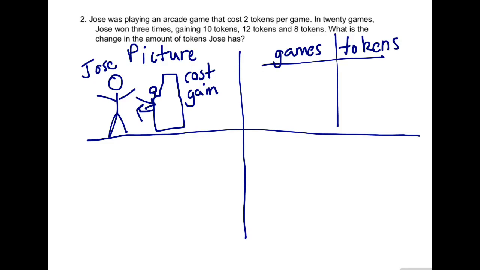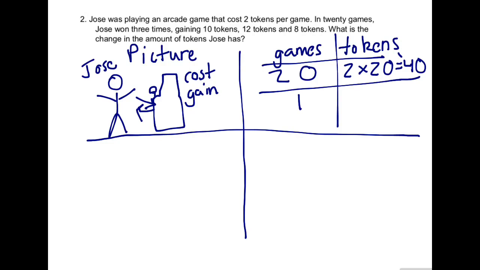So he played 20 games, and each game cost 2 tokens. So 2 times 20 equals 40. And I know that that needs to be a negative 40 because he was paying that to play.